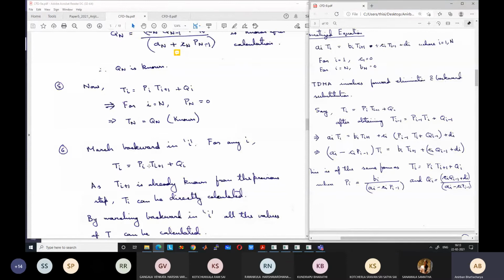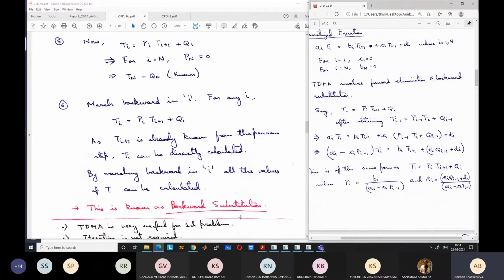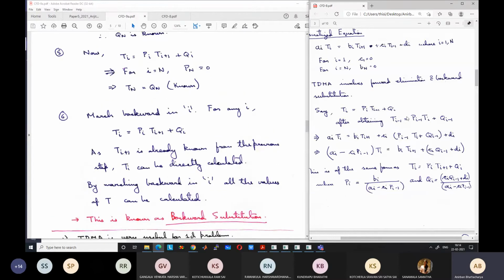Once we find Tn minus 1, we will go to i equal to n minus 2. So Tn minus 2 is equal to Pn minus 2 into Tn minus 1 plus Qn minus 2. Again, all the values will be known because just now we have calculated Tn minus 1. So we will be able to find Tn minus 2. Next, we will find Tn minus 3, next Tn minus 4, up to T1. So this marching backward in i is known as backward substitution. Once you do the backward substitution, all the values of T will be known from n to 1.